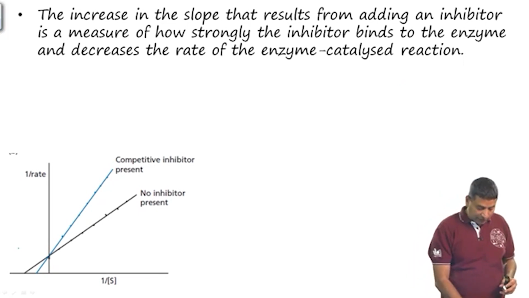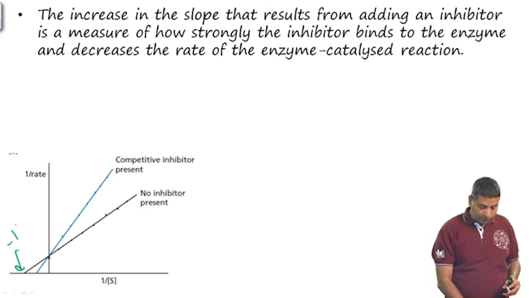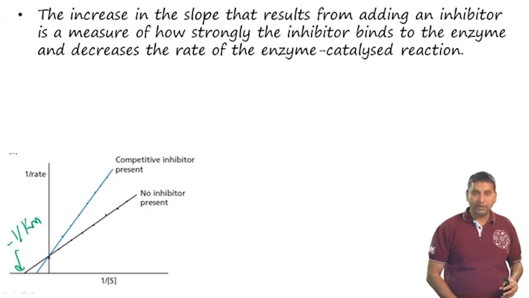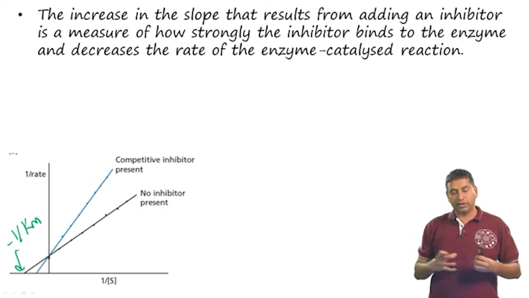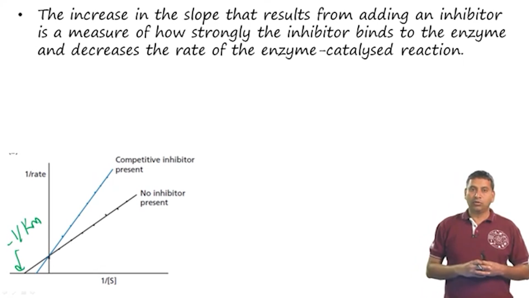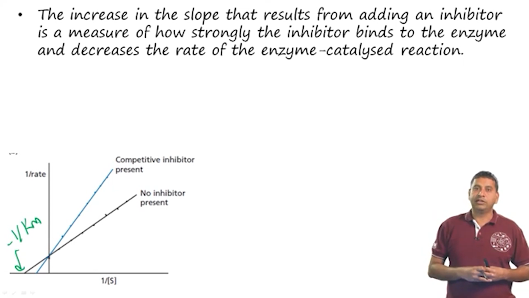So, we have already looked at that this value is nothing but minus 1 by Km, and the interpretation that we made about Km is how tightly the enzyme binds to the substrate. And so, in the presence of a competitive inhibitor, the value of Km is going to change, and this means that the inhibitor is going to bind strongly or weakly. We can find that out by this plot.